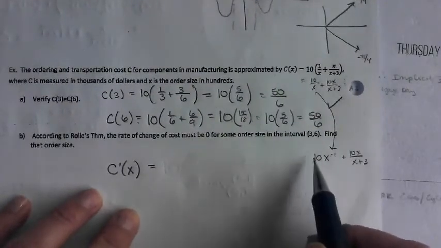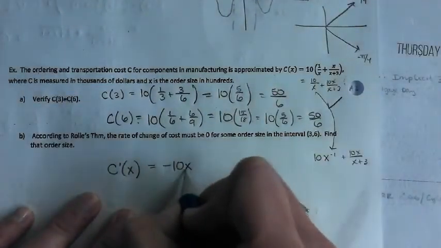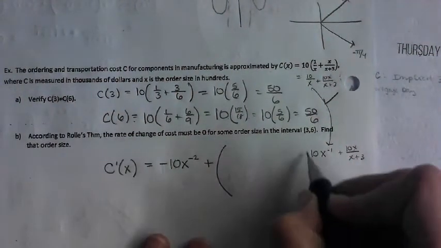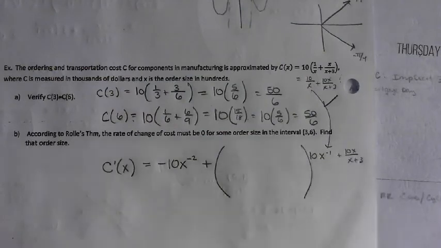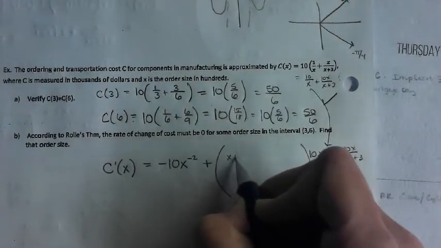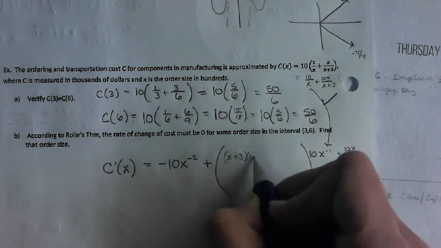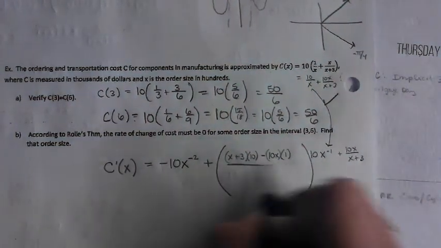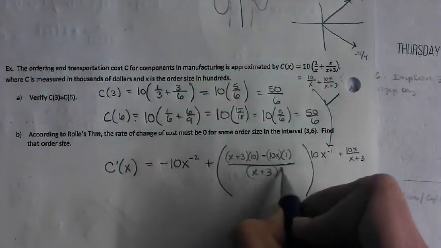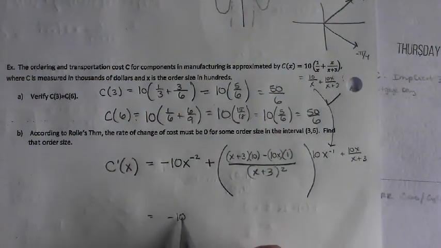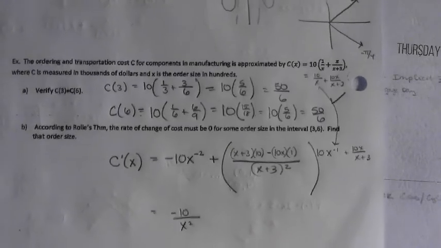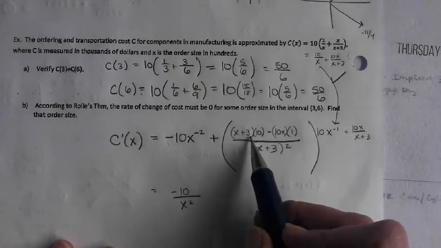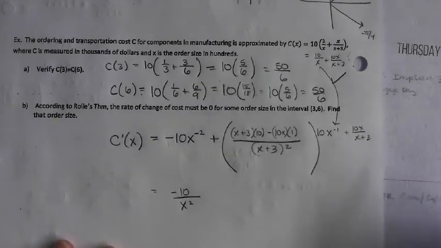So the derivative, power rule, negative 10x to the negative second on the first term, plus quotient rule on the second fraction. Bottom times derivative of the top minus top times derivative of the bottom is just 1, all over the bottom squared. I'm going to clean that up. Negative 10 over x squared. Let's see, my numerator is going to be 10x plus 30 minus 10x, so just 30.